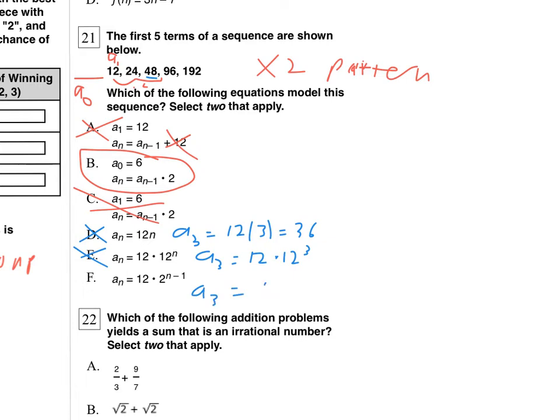A sub 3 on this one would be 12 times 2 to the power of 2. So 12 times 4, which is absolutely 48. So that one is correct.